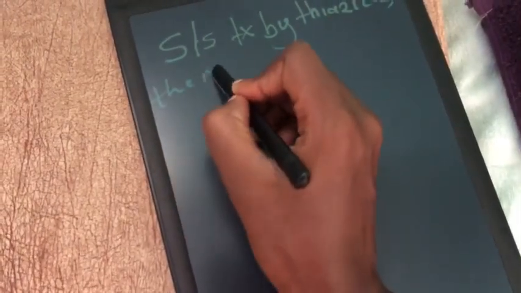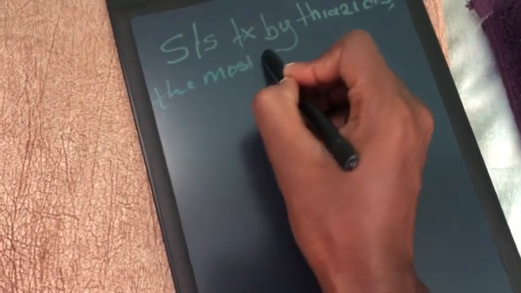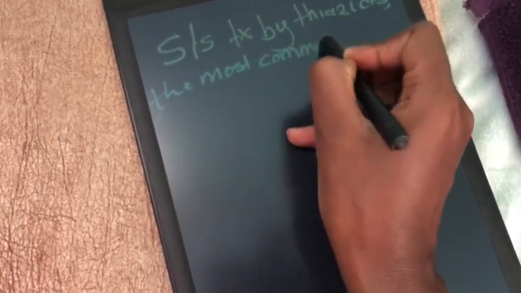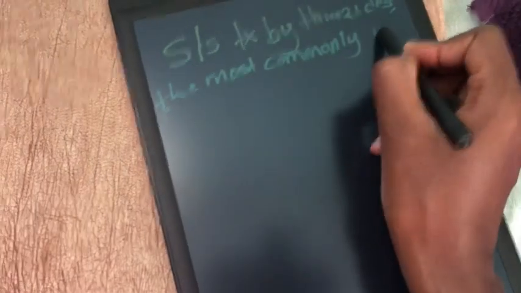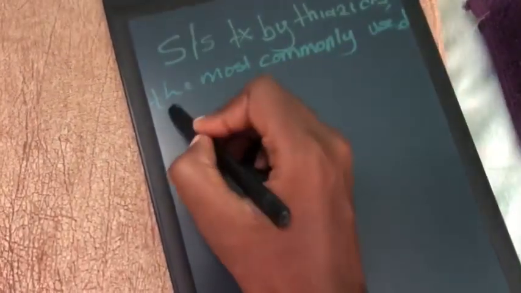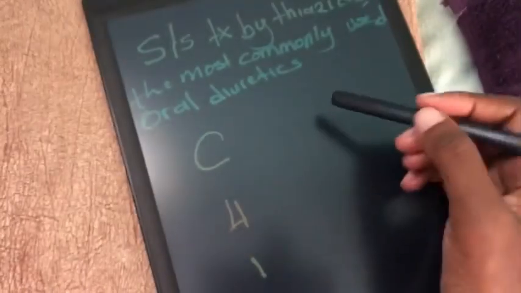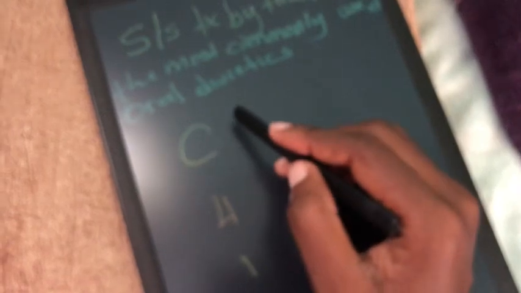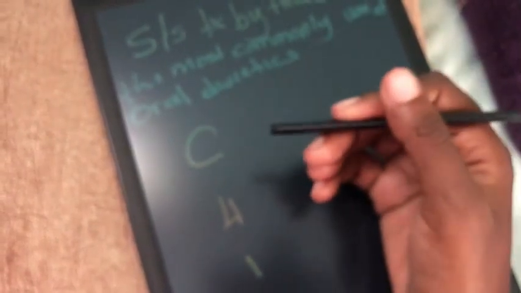Then the most commonly used oral diuretics. Just write CHICK. So for the symptoms treated by thiazide and the most commonly used oral diuretics, just write CHICK.